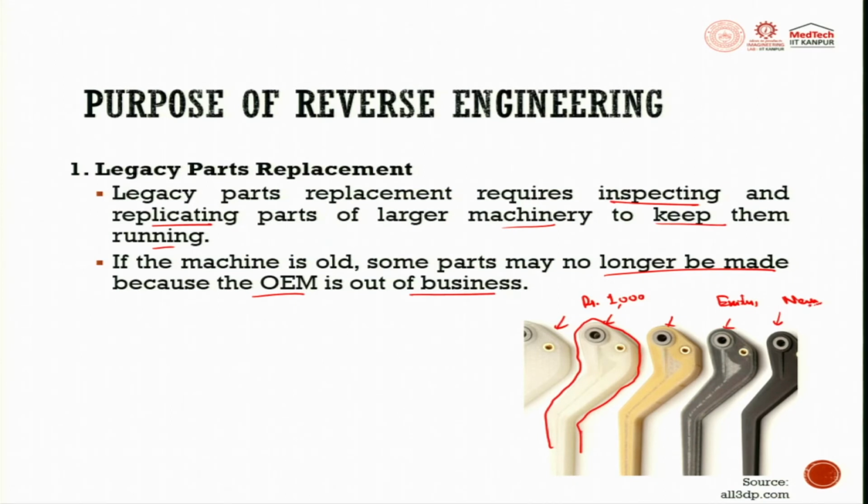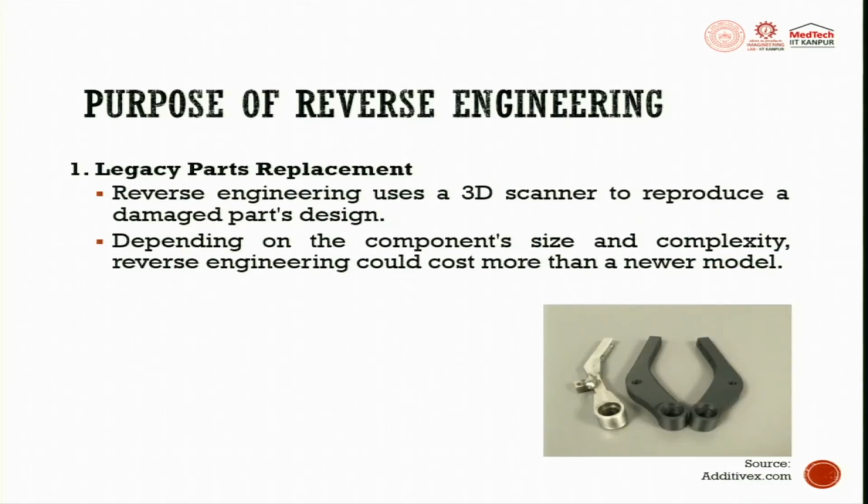Now, topology optimization could also come into play when we try to reduce the volume of this component. For example, this inner volume might not even be required. This volume might not be required, only a small connection or mesh could help. So those small updates and optimizations could definitely help here. Reverse engineering uses a 3D scanner to reproduce a damaged part's design. Depending on the component size and complexity, reverse engineering could sometimes cost more than a newer model.